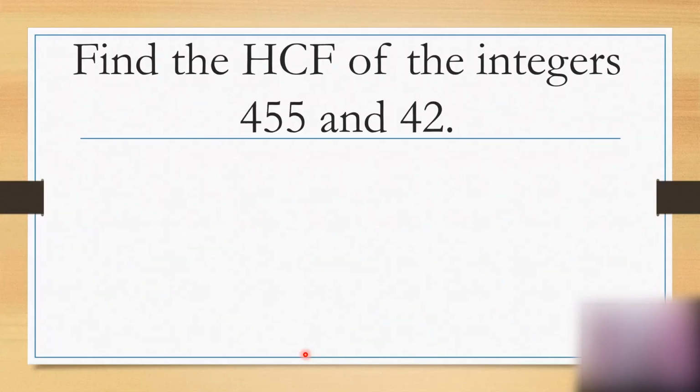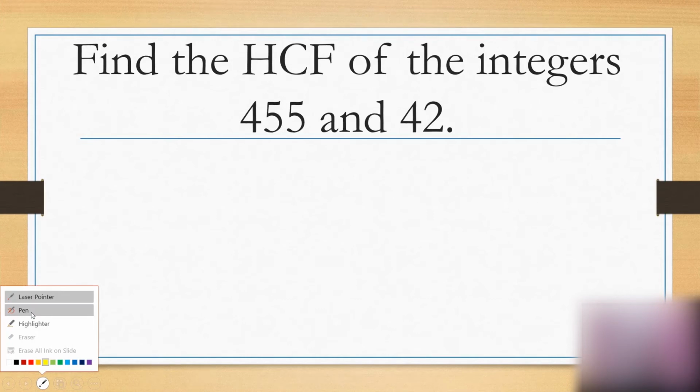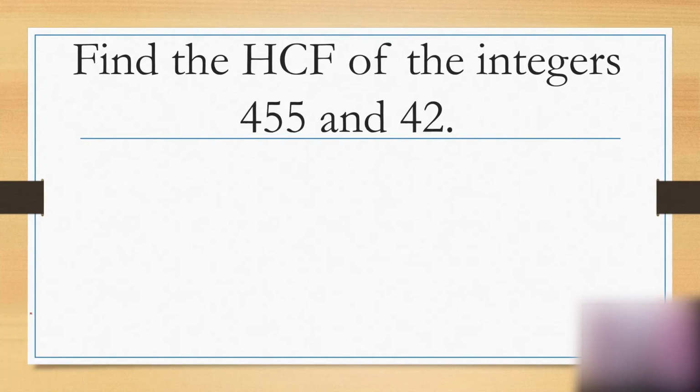Find the HCF of the given integers 455 and 42. Let's try to solve this. You will be solving this with the help of division first, so that you can understand this. 42 is the smaller number comparatively, so 455 will be taken as dividend. Dividing it by 42, the remainder is 35. The remainder is not equal to 0, so we will divide again.